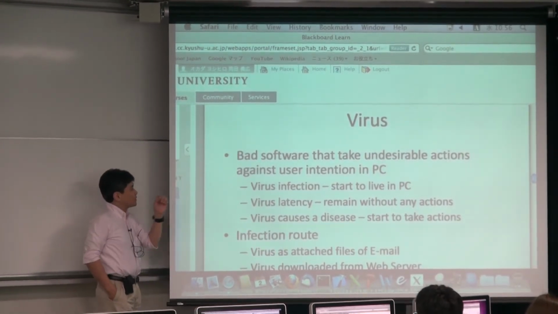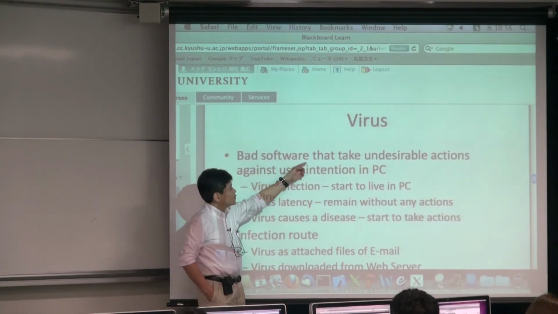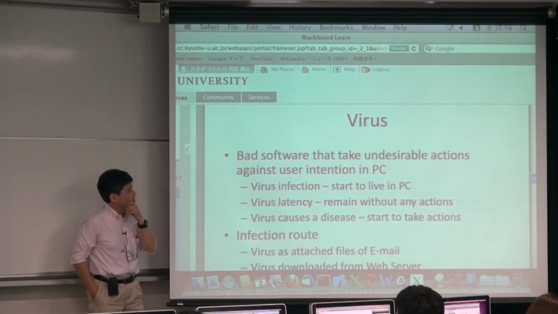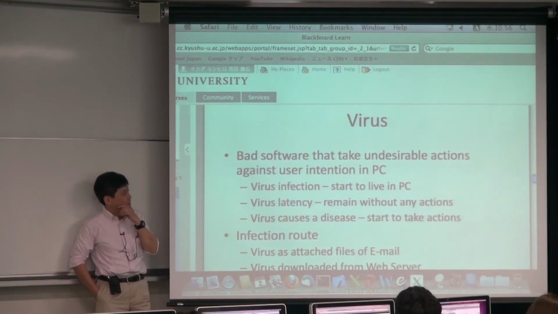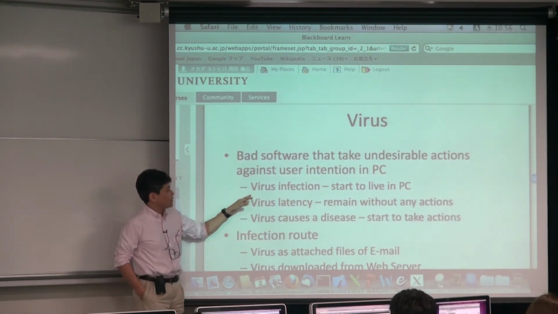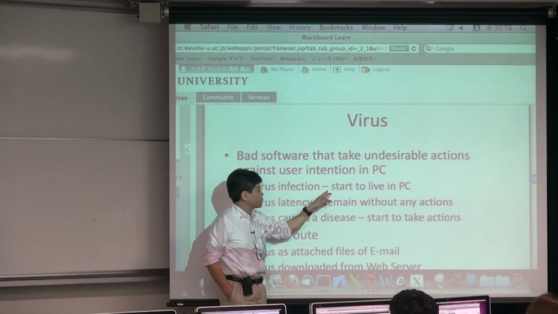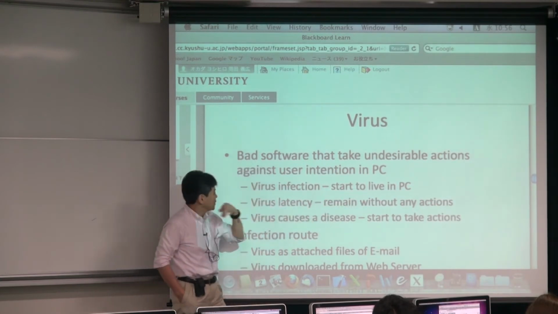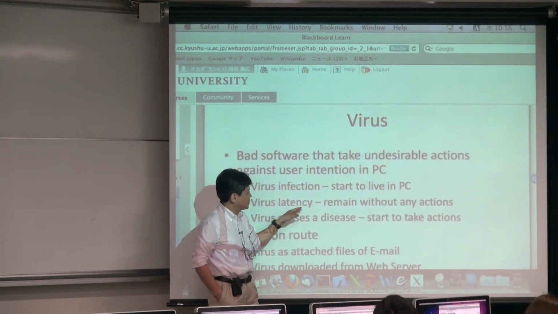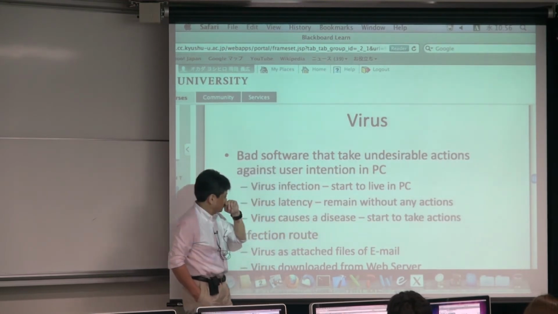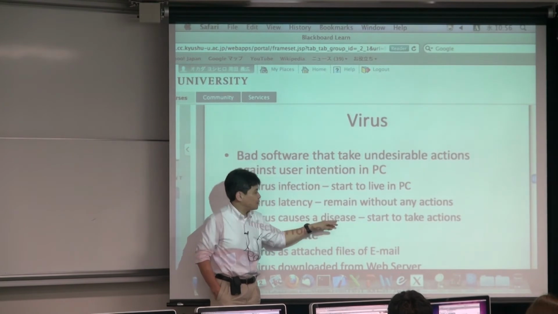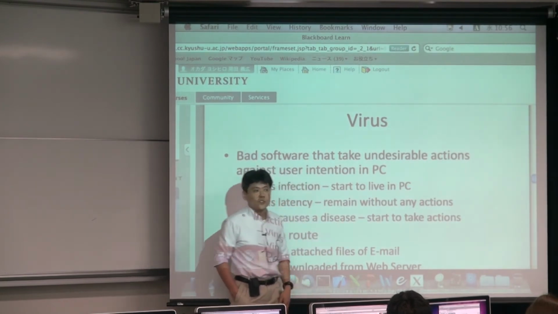As you know, a virus is bad software. Here it takes undesirable action against the user's intention on the PC. There are several stages of virus infection. That means it starts to live in the PC. The next stage is virus latency, where it remains without any action. And actually, in the third stage, the virus causes the disease, starting to take action, any actions.